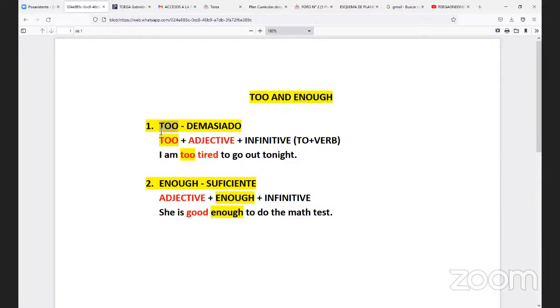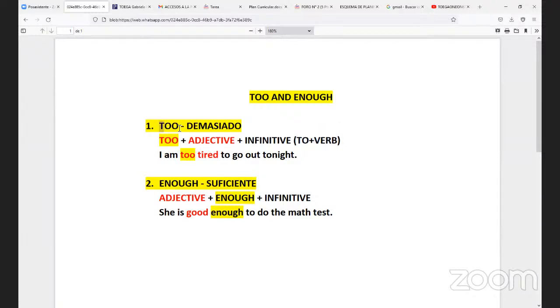We know that the meaning of "too" is demasiado. And we're going to use this word when we are exaggerating something. We have "too," and we are going to work with an adjective. And if I want to express a purpose, I will use an infinitive after the adjective. So what is an infinitive? The infinitive always is "to" plus the verb in base form.